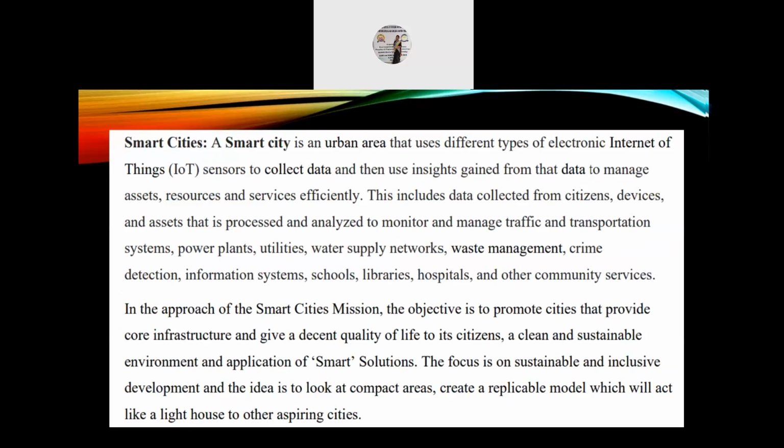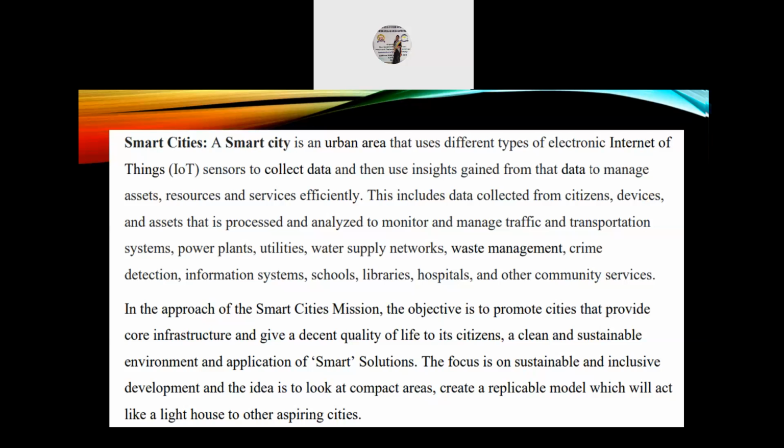Smart cities. A smart city is an urban area that uses different types of electronic Internet of Things (IoT) sensors to collect data and then uses signals gained from that data to manage its resources and services efficiently. This includes data collected from citizens' devices and assets that is processed and analyzed to monitor and manage traffic and transportation systems, power plants, utilities, water supply networks, waste management, crime detection, information systems, schools, libraries, hospitals, and other community services.